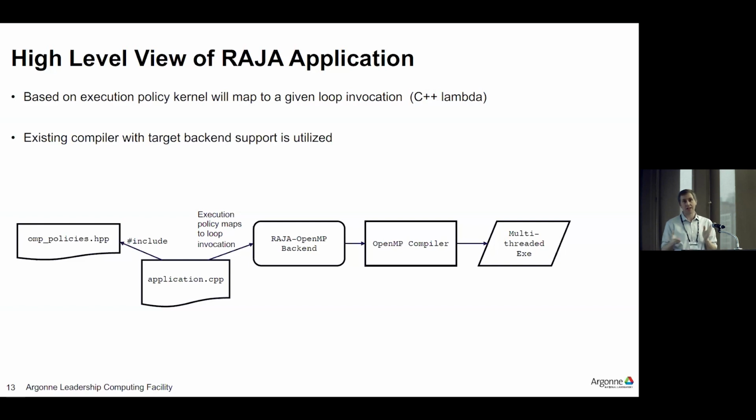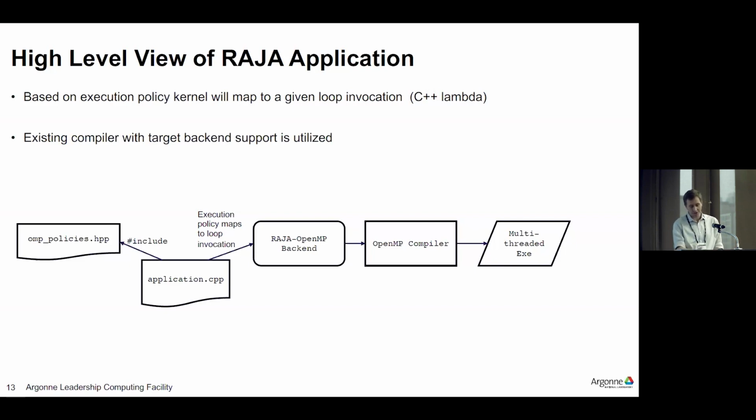It's going to go through the header file backend for OpenMP, and then it'll work with any existing OpenMP compiler. So that's one of the nice designs we have, and the more pragmatic approach is that we can target whatever compiler is working for the system. So instead of relying on compiler support, if need be, we can use a different backend.